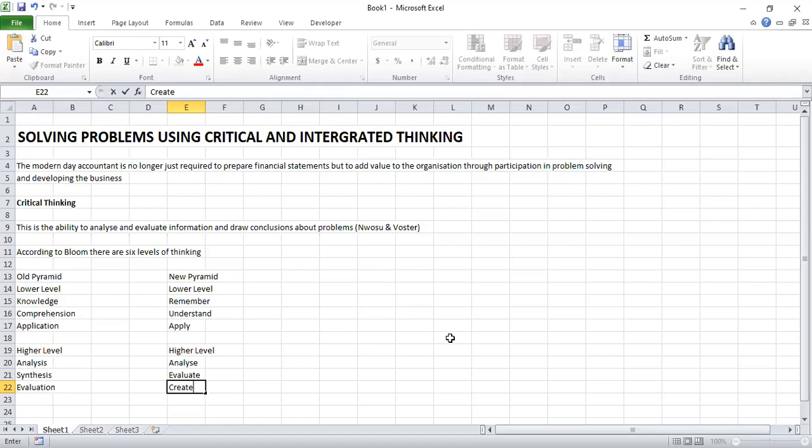So according to Bloom, you can move up and down the pyramid from 1 up to 6. As you try to solve the problem, you don't necessarily have to move from one level to another, but you can also go back as you try to solve the problem. Maybe you are already trying to evaluate, you can go back to understanding so that you can be able to understand the problem.